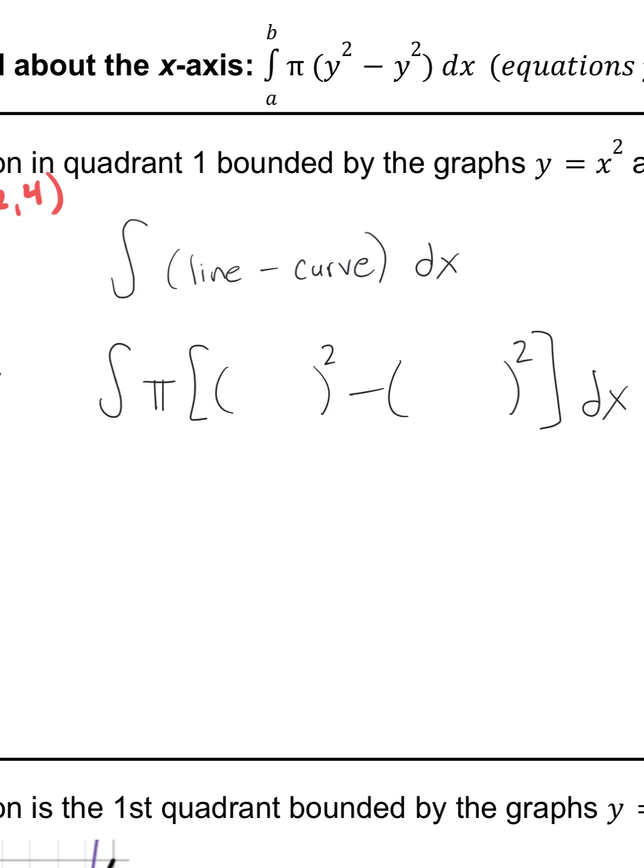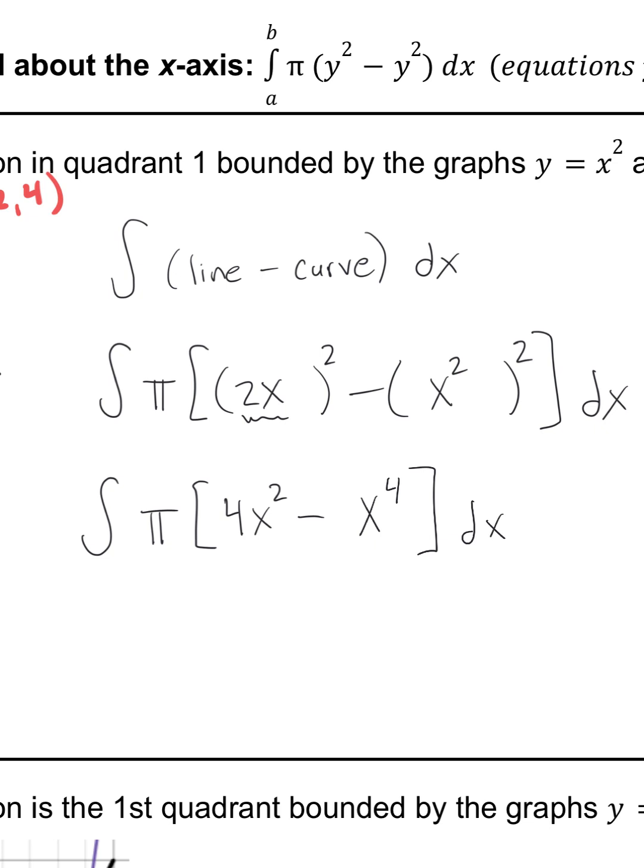If we plug in our line, we have 2x squared, and if we plug in our curve, we have x squared squared. If I simplify that, everything in here gets squared, so that becomes 4x squared, and when we raise one power to another, we multiply. So there is our simplified integrand.